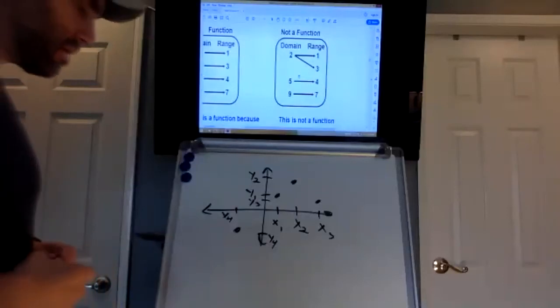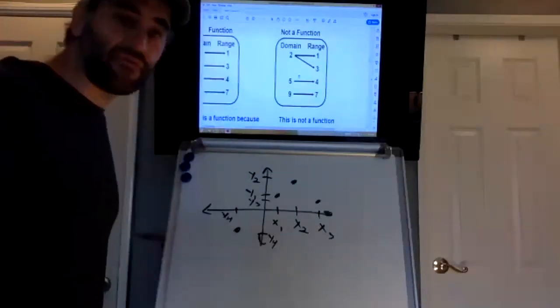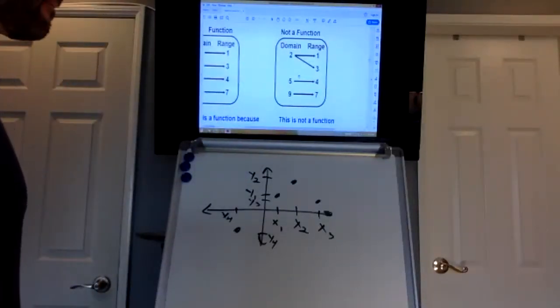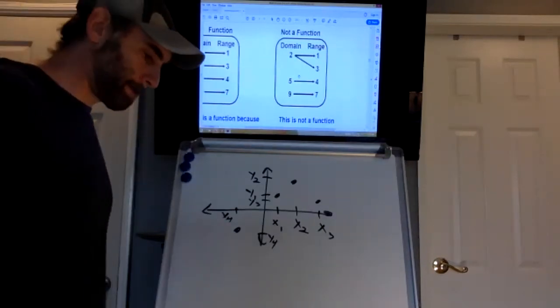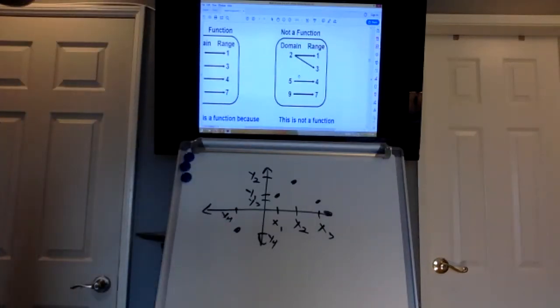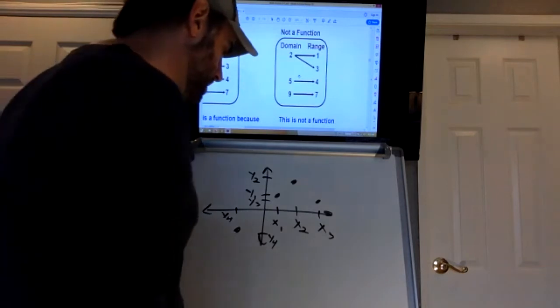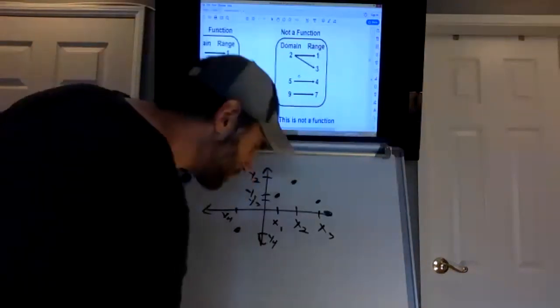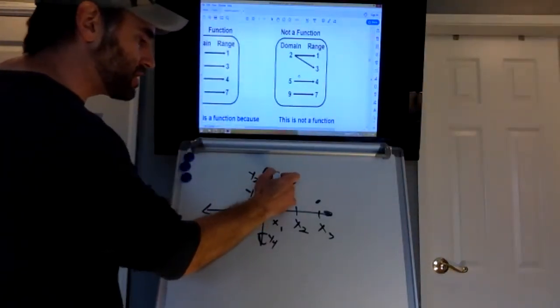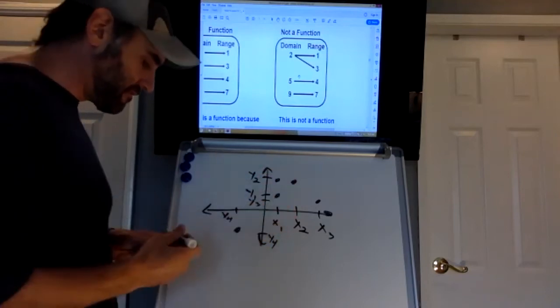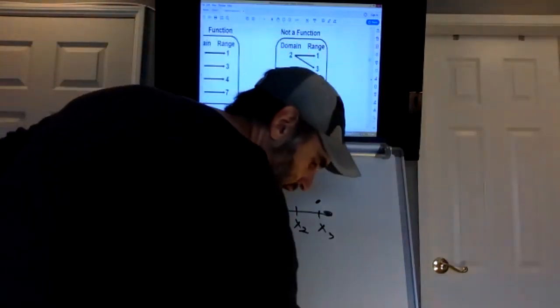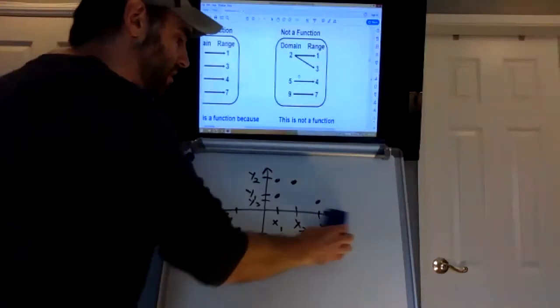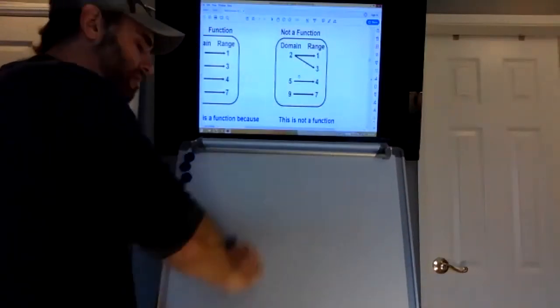But if x1 gave you y1 or y2, then that's not a function. Every x goes to one y only. And then you would see visually 2 points vertically from each other. I think you guys are following. Go ahead and take another eye break while I'm going to the next page.